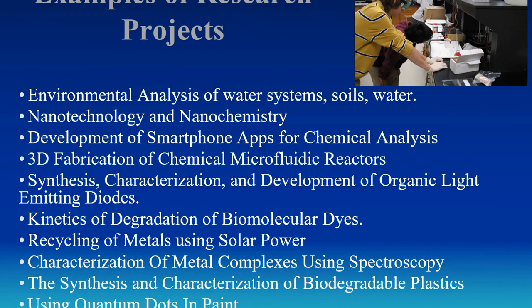Some examples of research projects in general are listed here. So things can range, again, like I said before, from environmental analysis of water systems or soils or water, many kinds of projects involving nanotechnology and nanochemistry. Students have, of late, done a lot of projects involving the development of smartphone apps for chemical analysis, or integrated the 3D printing of different types of holders or devices that can be used with a smartphone for doing chemical analysis.